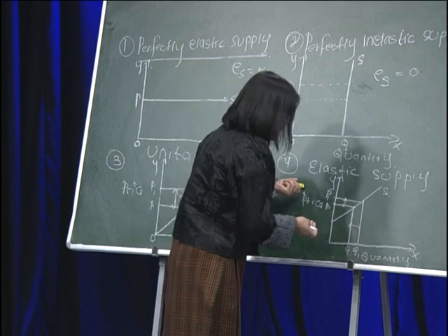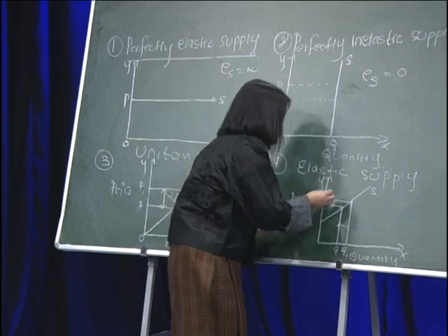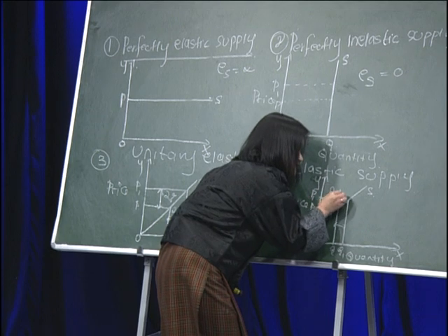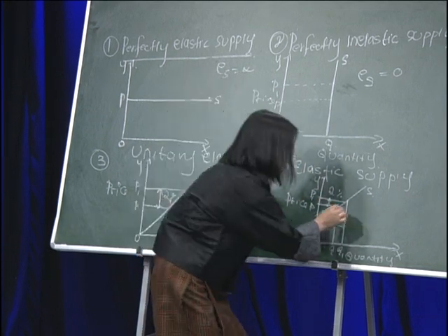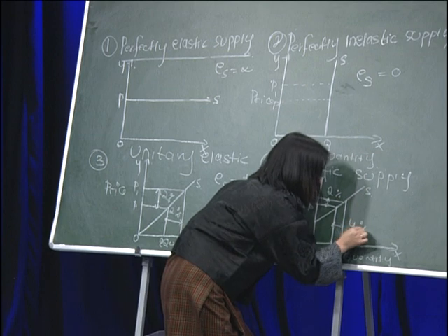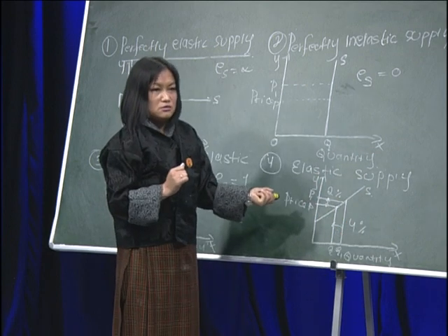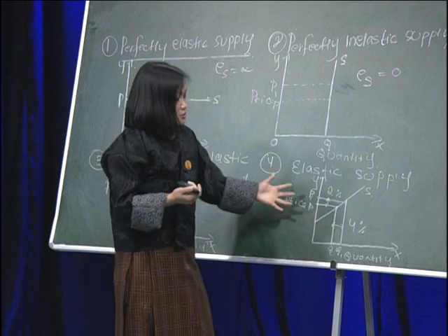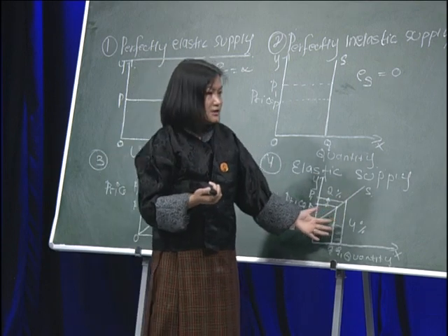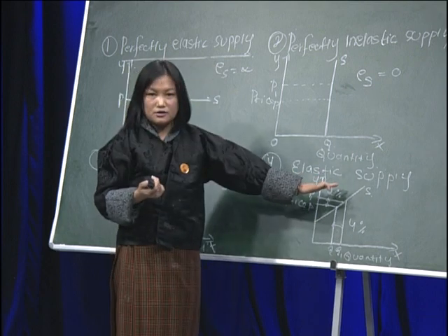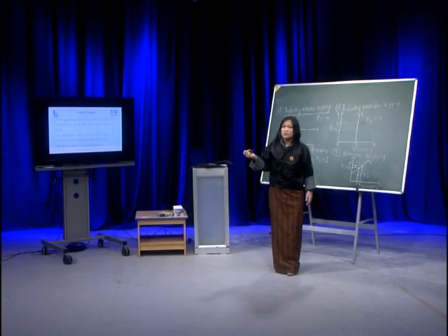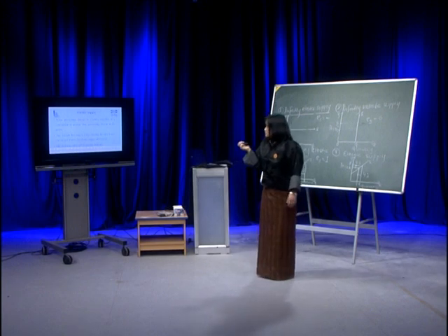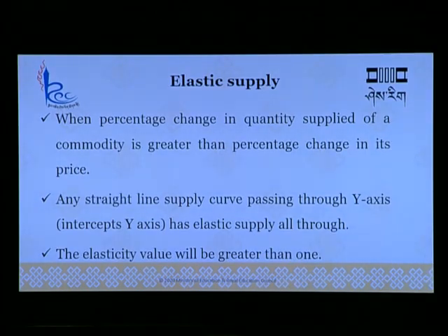For example, if the price changes by 2%, the quantity supplied responds by, let's say, 4% or 3%. So you'll see that with the change in the price, the quantity would change by a larger amount. So this is called elastic supply. Now let's come back to the definition. When the percentage change in the quantity supplied of a commodity is greater than the percentage change in its price, this is called elastic supply.